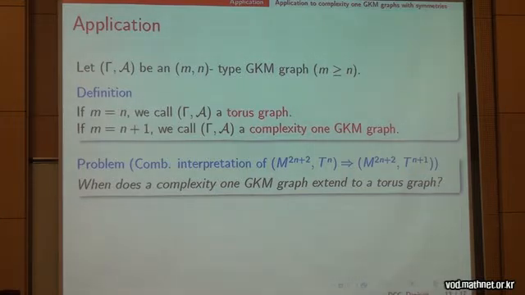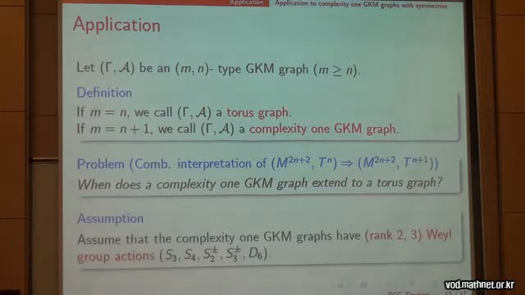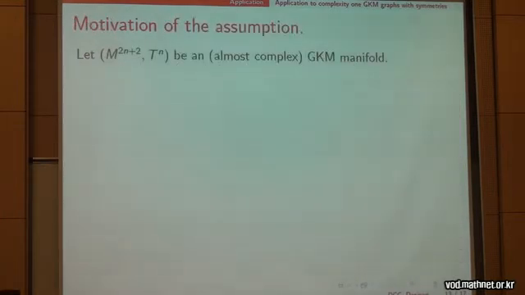This is called a torus manifold, which was introduced by Anton previously. And actually, a complexity 1 GKM manifold, which corresponds to the complexity 1 GKM graph, is a very wide class. So I will assume the following conditions. Assume that this complexity 1 GKM graph has rank 2 or 3 Weyl group actions. It means that it's a symmetric group, signed symmetric group, or dihedral group, only in this case.